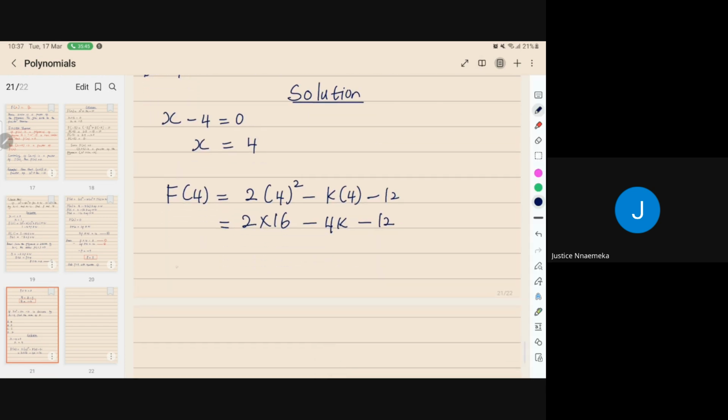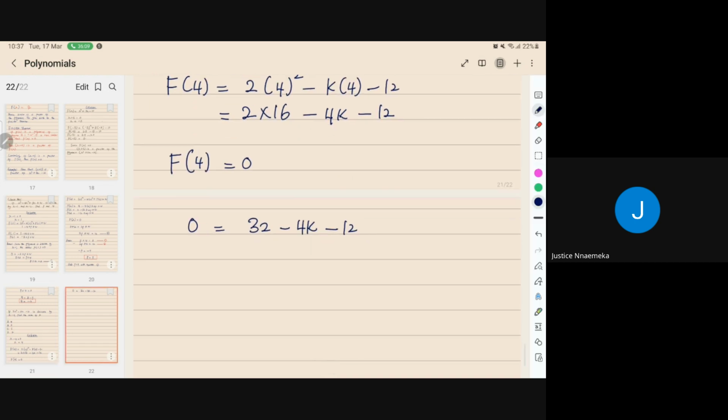So it doesn't hang during the physics lesson tomorrow. So f of 0, f of 4, are you seeing it now? It's not showing the comma here. Is equal to 0. So this is 0 equal to 16 times 2 is 32, isn't it? Then minus 4k, 4k minus 12.